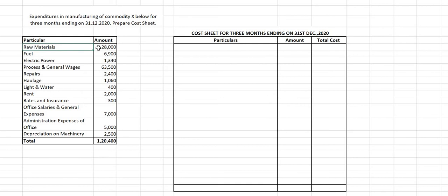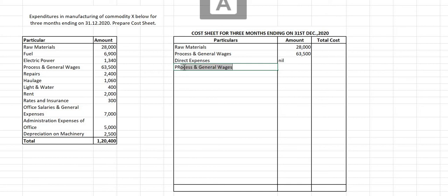In this question the first is your raw material. So let's add the first item, my raw material, that is of 28,000. Next is my process and general wages. Third, we have to take direct expenses. Direct expenses are not given in the question, so we can write direct expenses as nil. Once we add these three, we will get the prime cost.